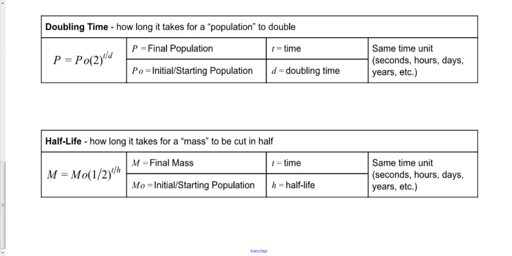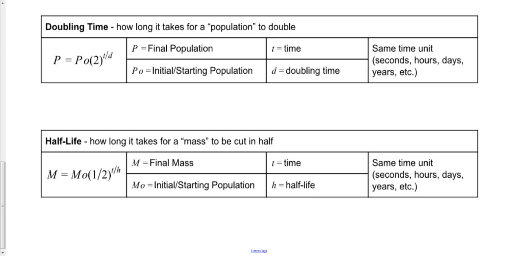P represents the final population of whatever it is you happen to be studying, and that could be people, or the amount of money that you have, or the amount of caffeine in your system, or whatever. P0 is the initial, your starting value. So P0 is simply your A value.